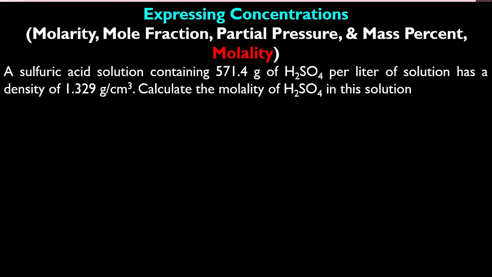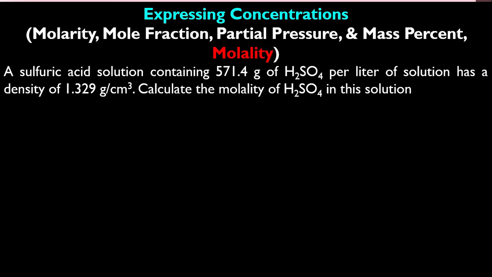We have here a sulfuric acid solution containing 571.4 grams of dihydrogen sulfate per liter of solution, with a density of 1.329 grams per cubic centimeter. Calculate the molality of dihydrogen sulfate in this solution.